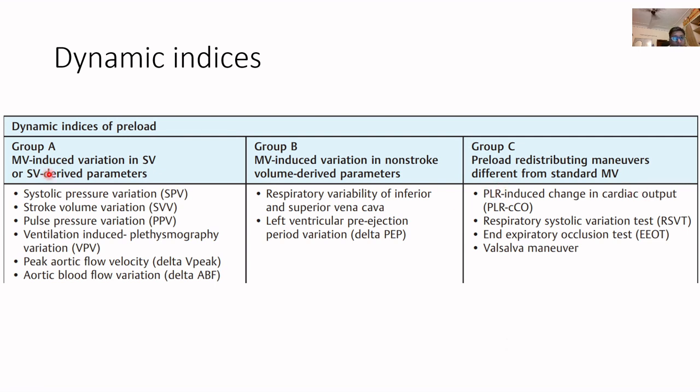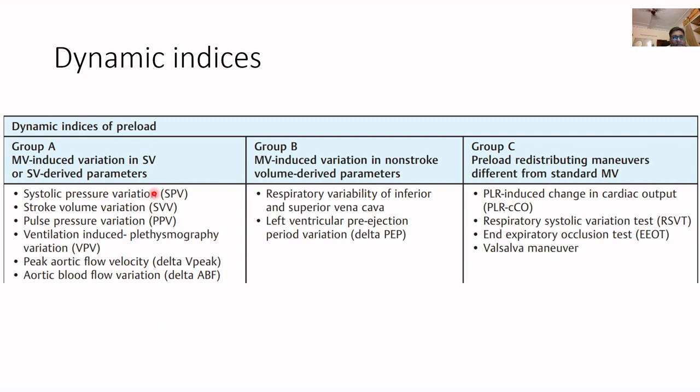The mechanical ventilation induced changes in the stroke volume, the respirophasic changes, are all basically measuring the same thing: the variations in either the systolic pressure, stroke volume variation by various monitors, pulse pressure variation, which we can measure at the bedside, and ventilation induced plethysmographic variation. So the plethysmographic variability index also comes into this. Then there is delta V peak, the change in the peak aortic velocity, breath to breath, and delta aortic blood flow variation.